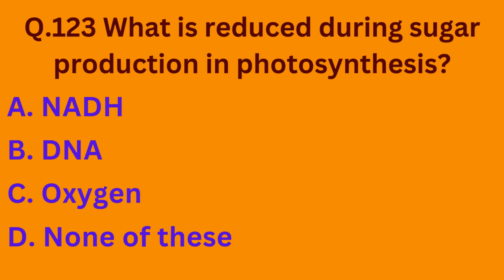Coming to next question. What is reduced during sugar production in photosynthesis? Option A, NADH. Option B, DNA. Option C, oxygen. Option D, none of these. So basically, none of these is present. The correct option is option D.